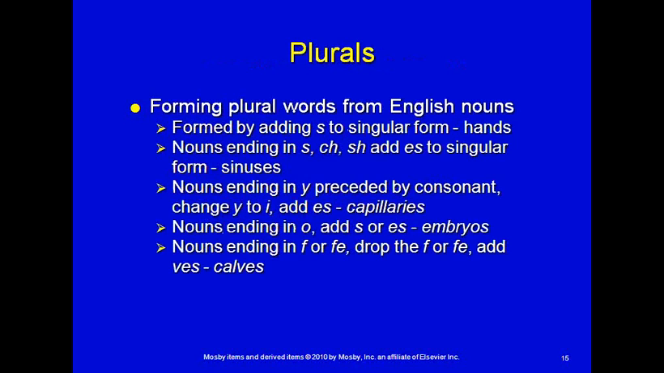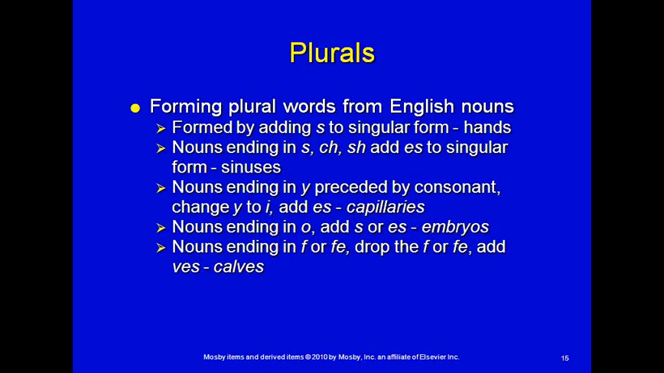When we have to make medical words plural, it's formed by adding S to the singular form. Hands, as an example. One hand is a hand, and two hands would be adding the S to the word hands. Now, nouns ending in S, CH, SH, instead of adding just an S, we have to add an ES. Sinuses, for example. Because the word sinus ends in S, to make that plural, we have to add an ES.